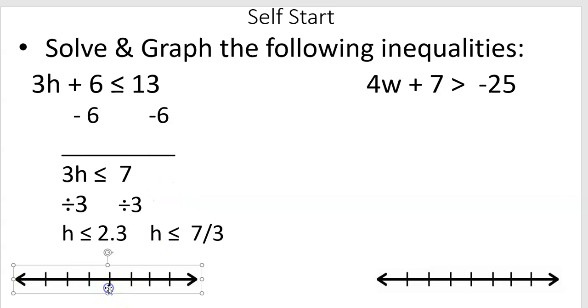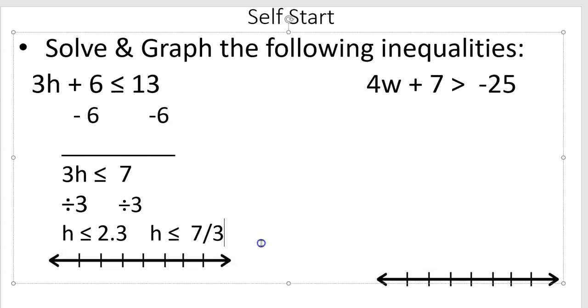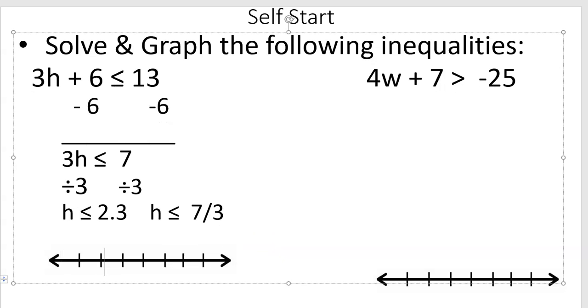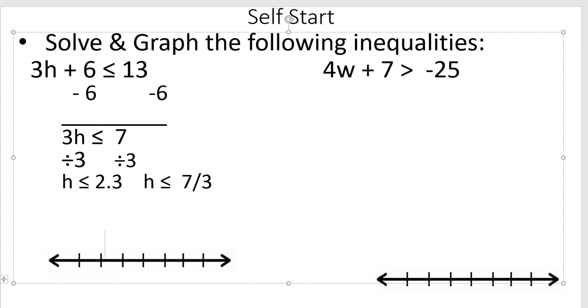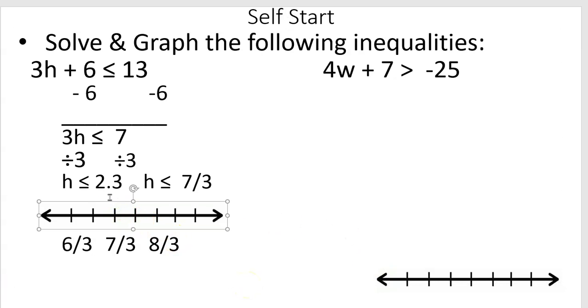Okay, to graph it, you put 7/3 here. Jump that up. And then I put 8/3 here. And I know it's bigger than what the numbers are. 6/3 here. And then it's going to be a closed circle, arrow left. And I apologize for not being able to do that right here.